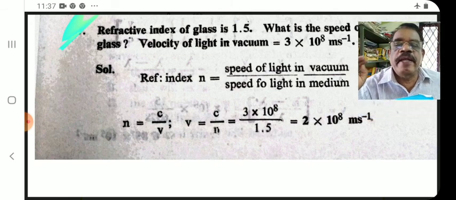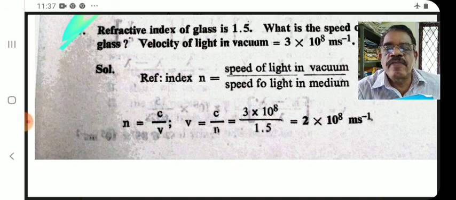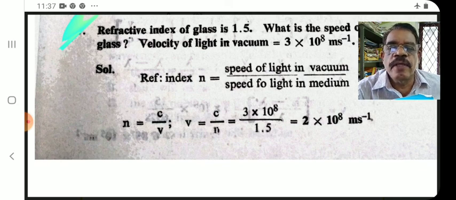And this problem has an idea. In air, it is the maximum velocity for light, 3 into 10 raised to 8. In water, the velocity is less. Velocity of light is maximum in vacuum or air. It is equal to 3 into 10 raised to 8 meter per second. In water, velocity is less, 2 into 10 raised to 8 meter per second.